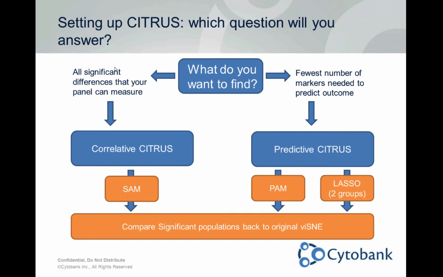And then Predictive Citrus, the reason you might want to find the fewest number of markers to predict an outcome is if you're looking for a specific biomarker, or you want to make maybe a sorting panel to narrow in on one way.